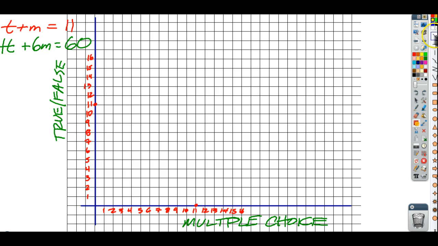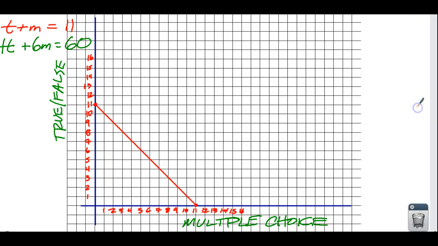What the line is going to represent is all the different ways that I can combine the test questions in order to get to 11. It's all the different ways I can add the questions together to get to 11. So if you look at it, if there's one multiple choice, there has to be 10 true false. If there are 2 multiple choice, there's 9 true false. If there's 3 multiple choice, there's 8 true false, right? All the different ways that you can add the questions up to get to 11. Okay, that's one requirement of this.